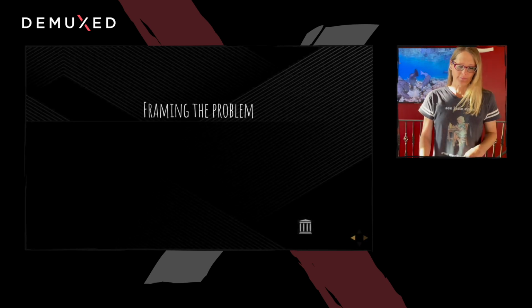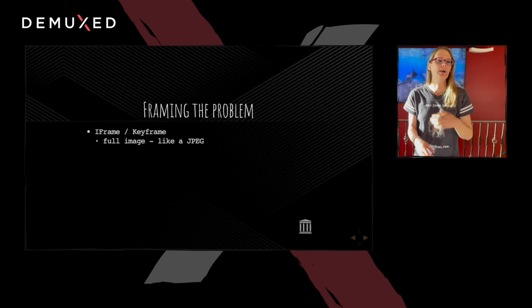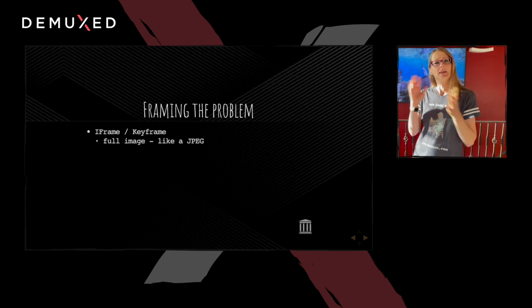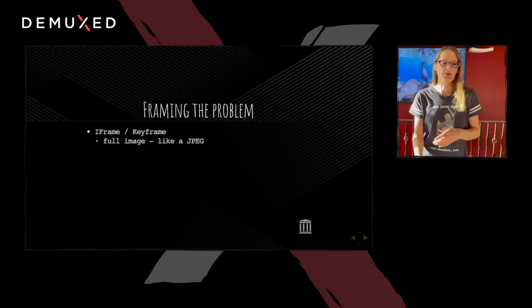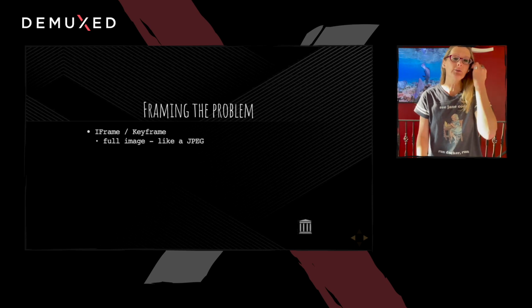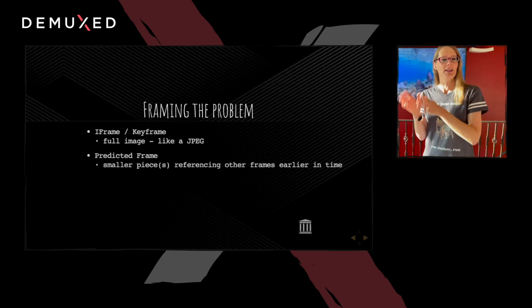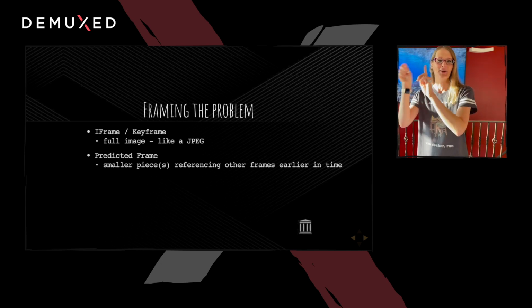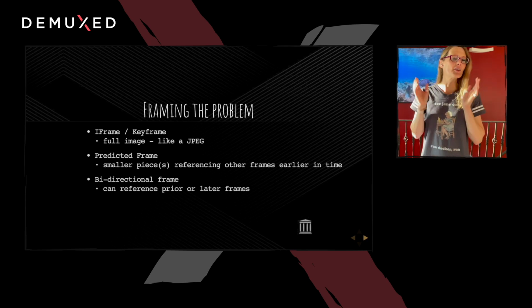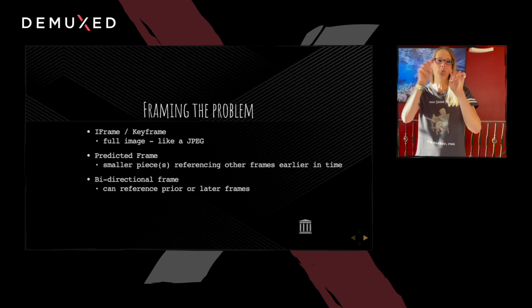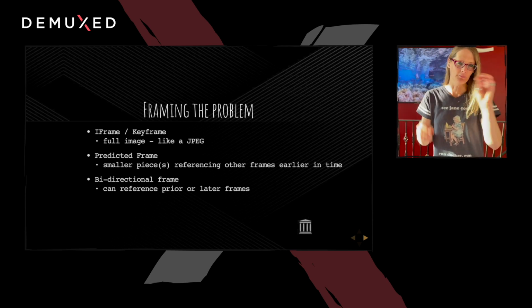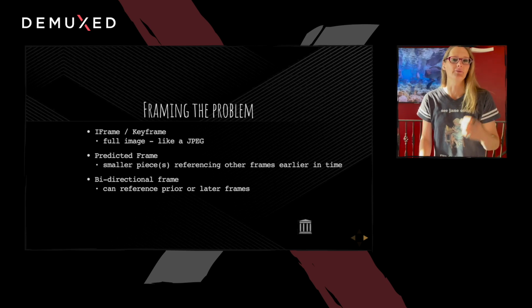So let's talk about frames. There are different kinds of frames in video compression. They're all kind of pretty similar. There are iframes or keyframes, and you can think of those as like JPEG images, so they're full-size images, and they sort of look like you might imagine them to. There are predicted frames or P-frames, and those are smaller pieces that refer back to other iframes or to other P-frames. There are also bidirectional frames, and those can go both backwards in time and forwards in time. So they can go either way to pull in pieces of information to construct the entire video frame.